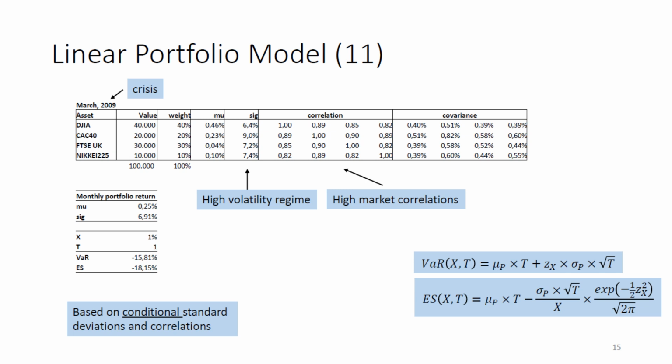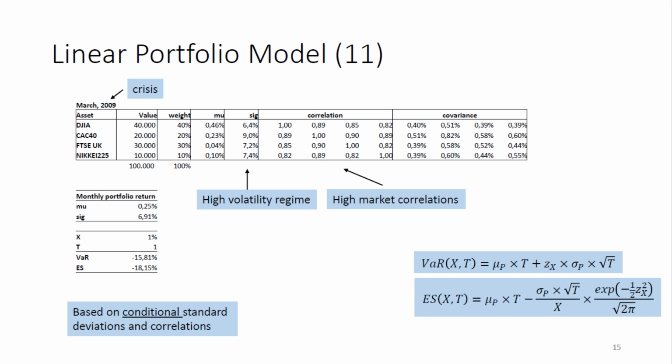So now I'm going to redo the exercise that we did before. We're going to use again the linear portfolio model on the 4 indices with the same investment as we had initially, same weights and the same means. But now, instead of using the unconditional volatilities and the unconditional correlations as we did in the first case, I'm going to look at a particular day in history, which is March 2009, in the middle of the crisis. And that was in fact the moment where the volatilities and the correlations were the highest.